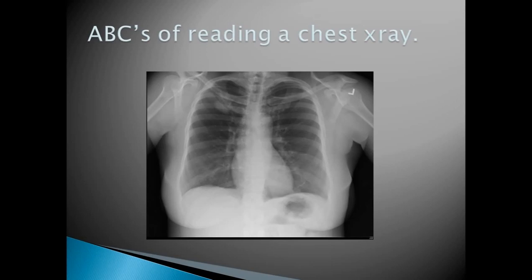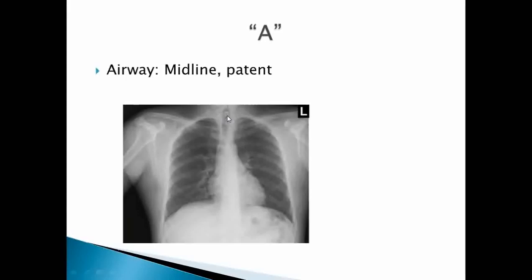Okay, so let's start with A. A is for the airway, and I think you're going to be able to see my mouse, so I'm going to try and use it here. So here's the airway here, the trachea, and that should be midline and it should be patent.